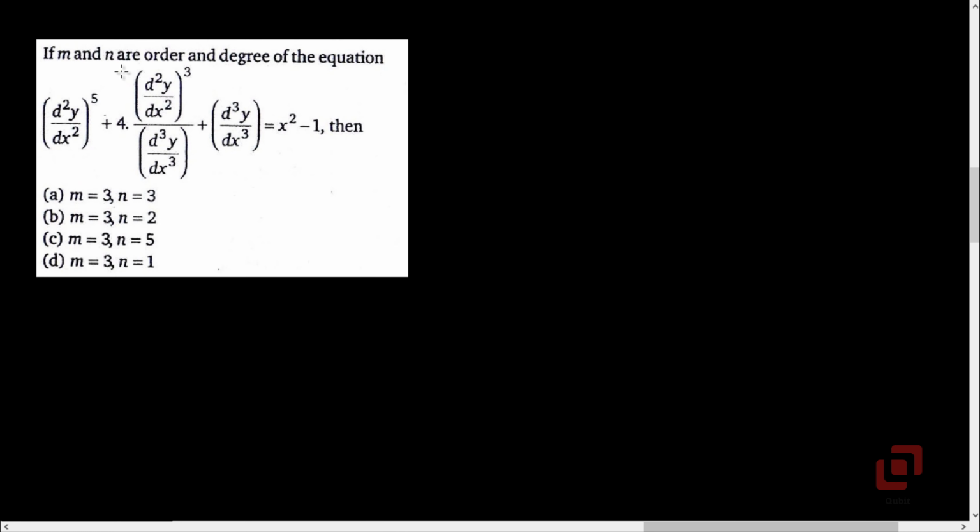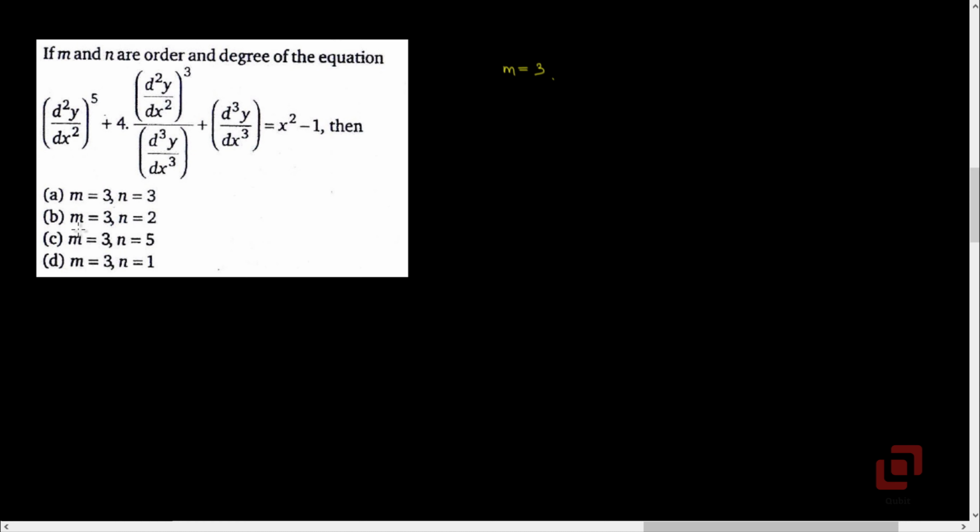If m and n are order and degree of the equation, d2y by dx squared raised to 5 plus 4 into d2y by dx squared raised to 3 upon d3y by dx cube plus d3y by dx cube equal to x squared minus 1, then in this problem we have been asked to compute the order and degree of the given differential equation. Order is very easy to identify. We look for that derivative whose order is the highest, and here that is the third order derivative, so m is 3.